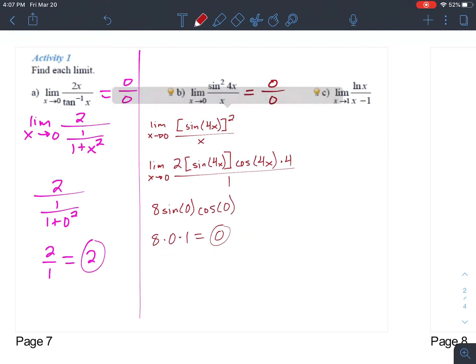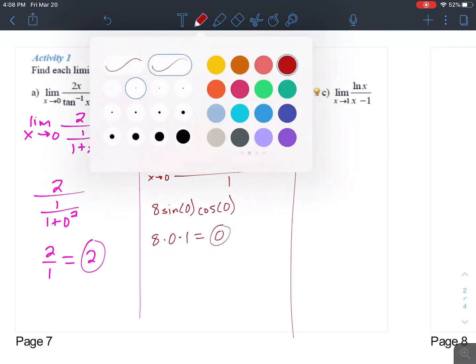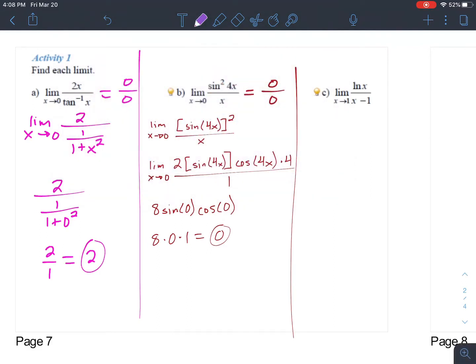Okay, now for part C. As usual, put in our values. Natural log of 1, that is 0. On the bottom, 1 minus 1, also 0. So we can do L'Hopital's. We need the derivative of the top first, and we're going to get 1 over x. On the bottom, the derivative is just 1. So when we put in 1 for x, we get 1 over 1, and the answer there is 1.